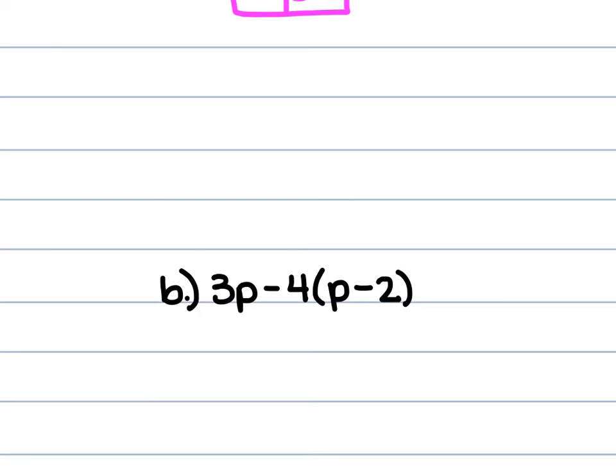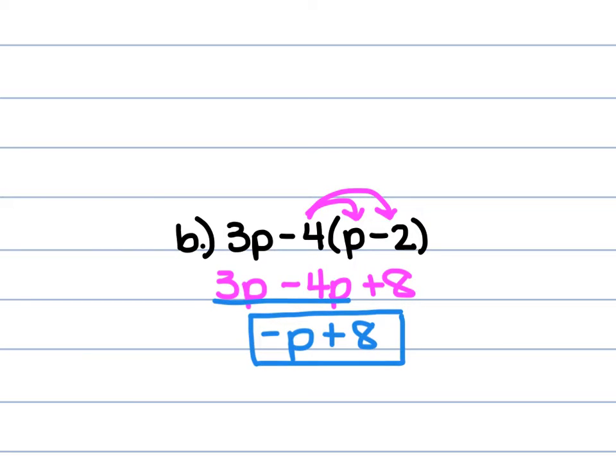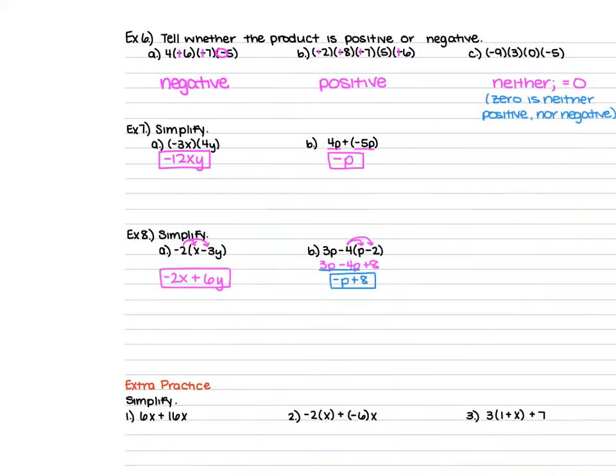And next we have 3p minus 4 times p minus 2. P minus 2 is simplified. That negative 4 is what you're going to distribute in. The sign in front of the number stays with the number. So this 3p is going to stay. Negative 4 times p is negative 4p. And negative 4 times negative 2 is a positive 8. So then from here, we're going to simplify by combining like terms. The 3p minus 4p gives us negative p. Keep the plus 8. You cannot simplify this any further, so negative p plus 8 is our solution.